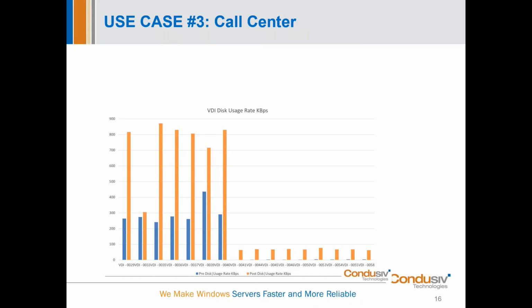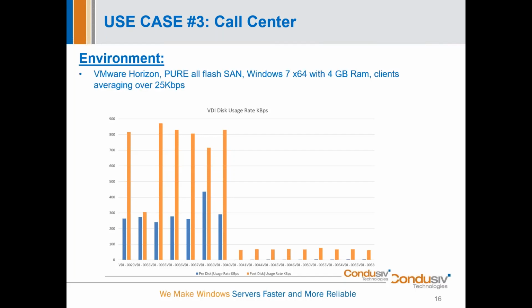Now, I'm not going to spend a lot of time on this one, but it is another Horizon environment running on a Pure all-flash type storage array. And again, we tested this with measurements with vROps. These numbers are from a Fortune 500 company. In fact, it's one of those household cable companies that you would probably recognize. And this was a sampling from their call center. As we can see here, the disk usage rate is significantly better, more than double in most cases.